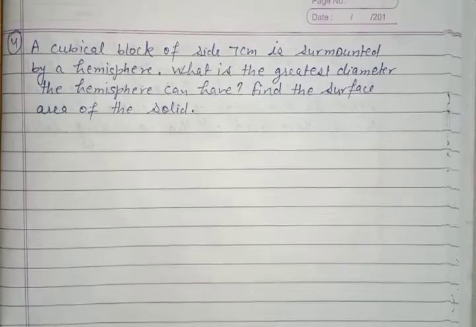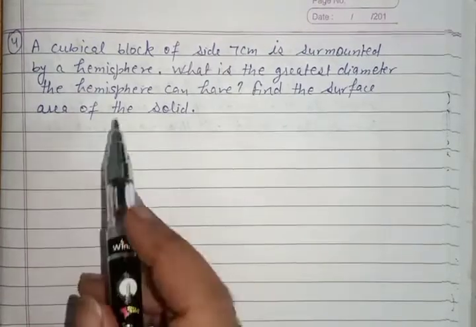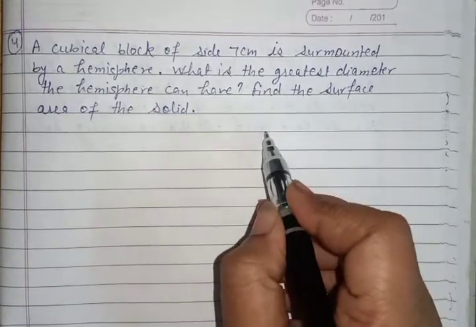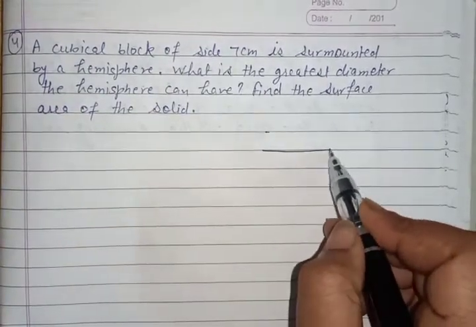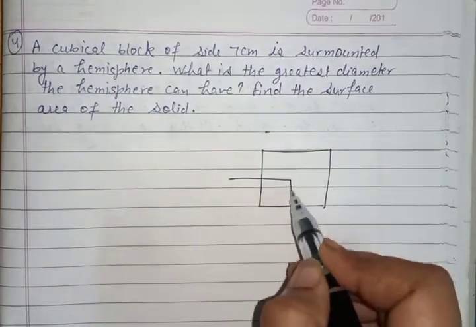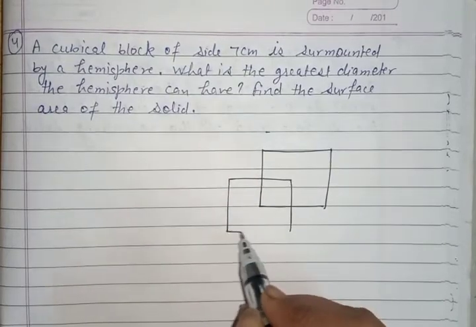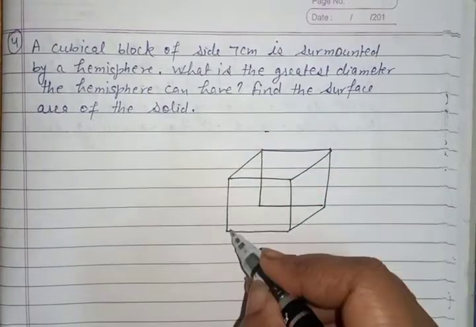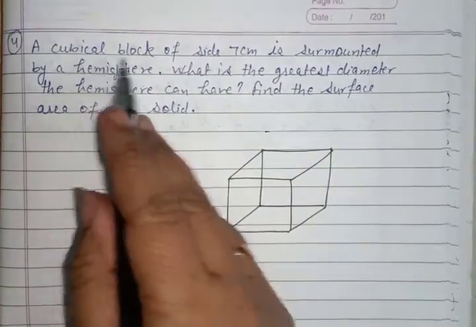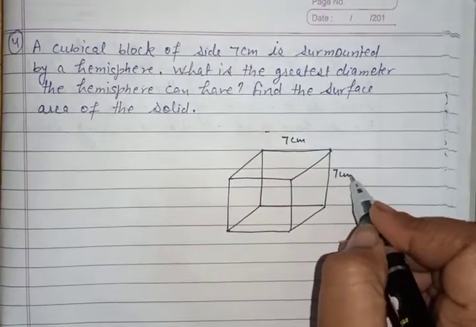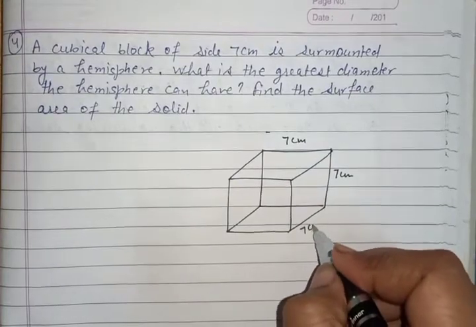Now the fourth question of exercise 13.1 of 10th class. A cubical block of side 7 cm is surmounted by a hemisphere. So first of all we'll draw a cubical block, whose all faces are square. And the side of this block is 7. All sides are 7. Length, breadth and height all are 7.